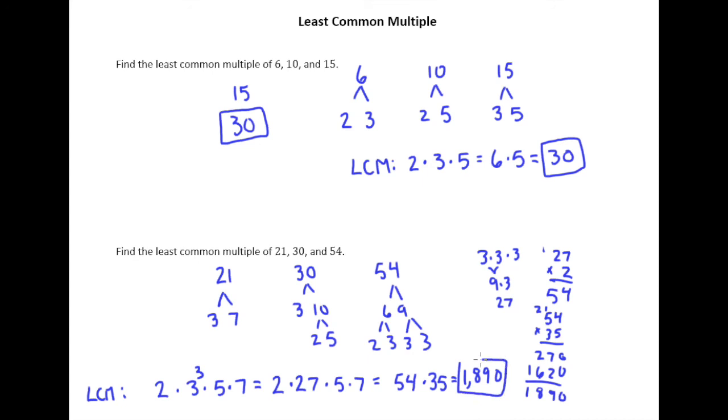And I'll tell you what, I'm pretty glad that I did not decide to do the list method here, because it would have taken me quite a while for 54 to build all the way up to 1,890.